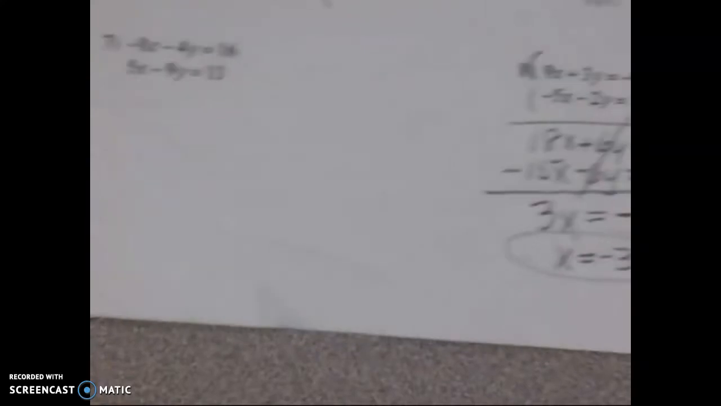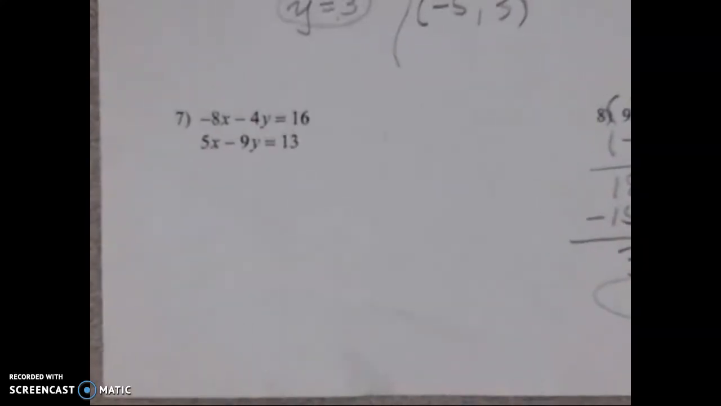Very good, very good. Okay, here's one just for you. I think you're going to have to multiply both the bottom and the top by some number. Doesn't have to be the same. You're going to have to multiply the top equation and the bottom equation by some number. Come on back when you finish.